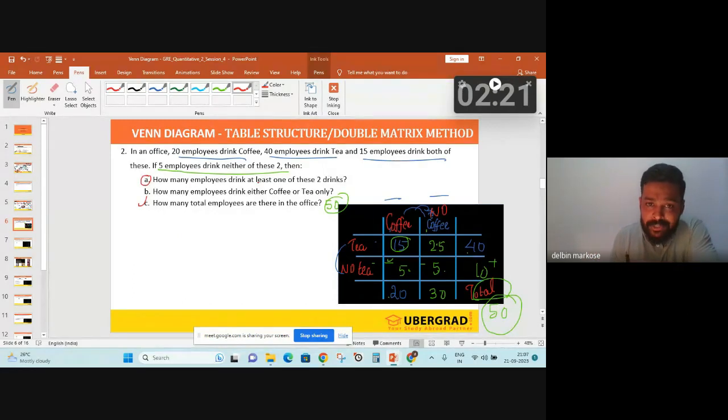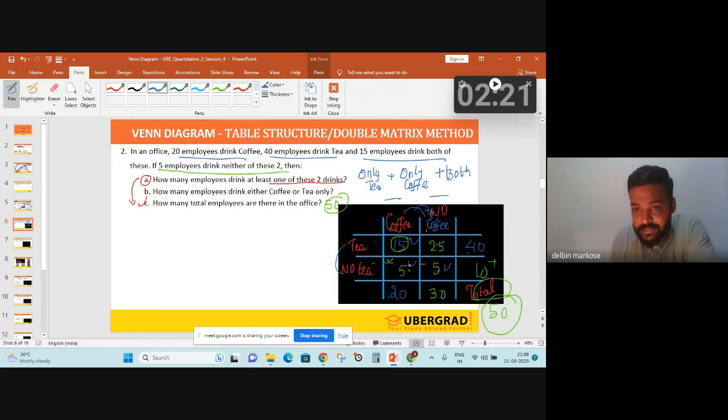How many employees drink at least one of these 2 drinks? There are 2 different ways we can solve it. How many categories are there for 2 circles? That will be 4 categories, right? There is one more way. All they are trying to say is only tea drinkers plus only coffee drinkers plus both. You try to consider all the categories.